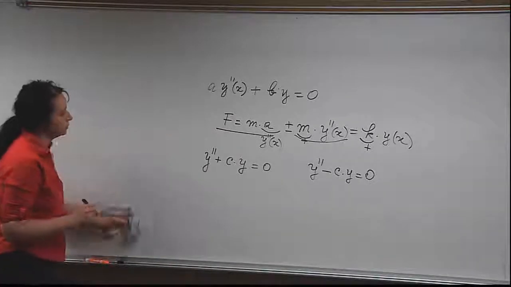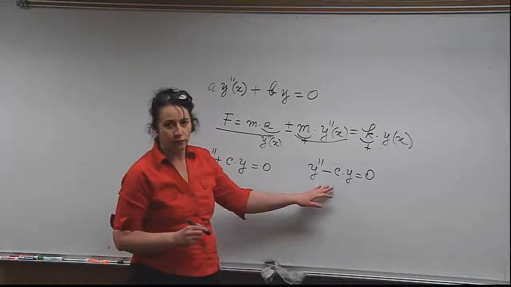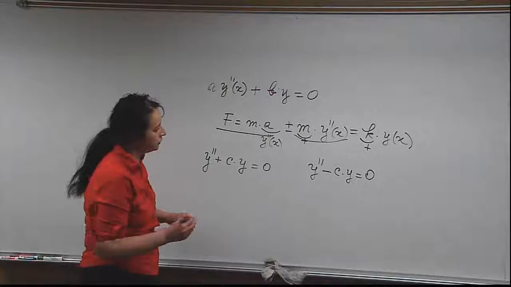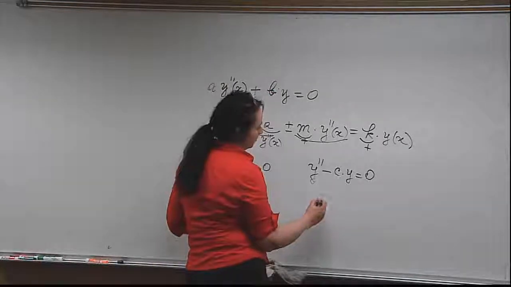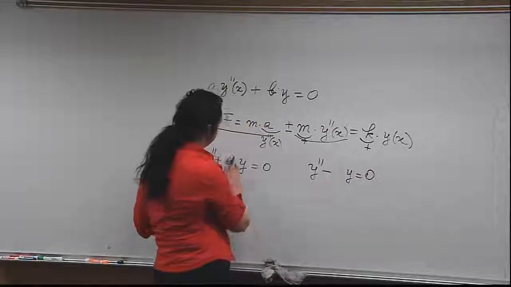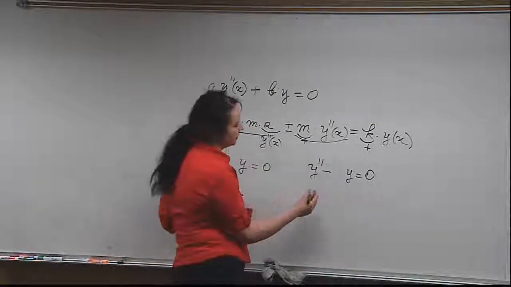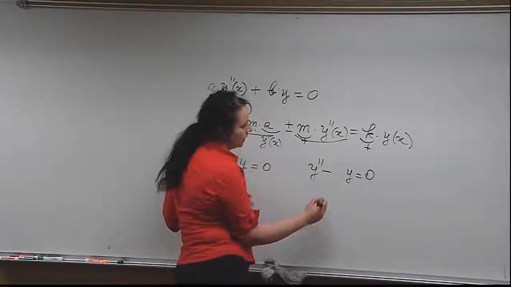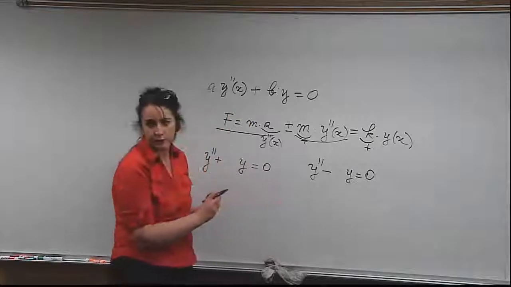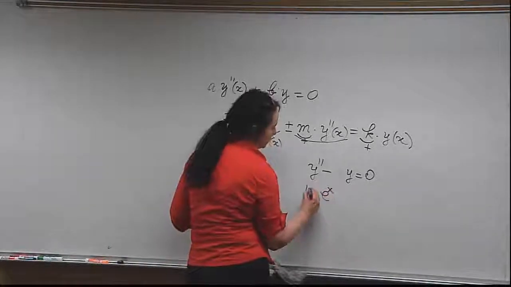Can you guess the solutions with naked eyes? Well, e to the x has to be one of them. So if you have e to the something, if you didn't have a c, it would make your life easier. Forget about the c. The c will act the same again. So here, what are the possible solutions? e to the t is one of them. e to the x is one of them, right?